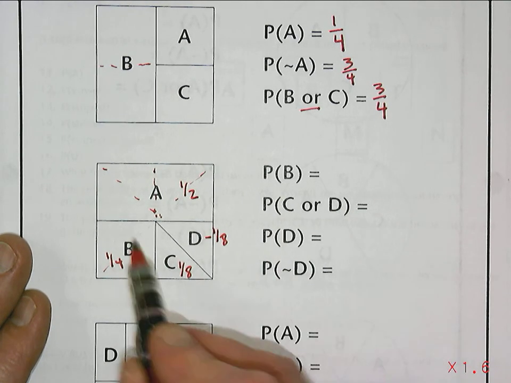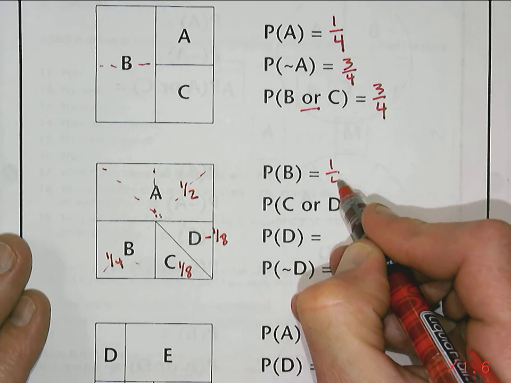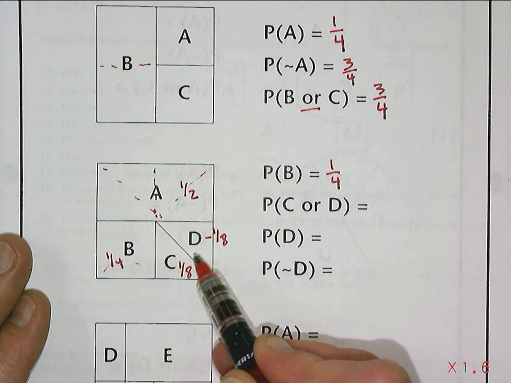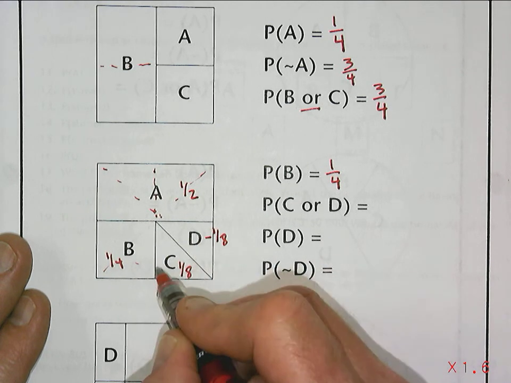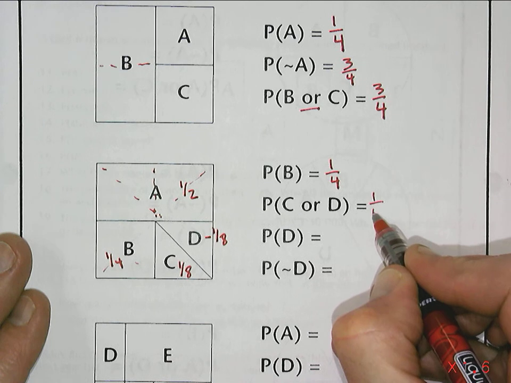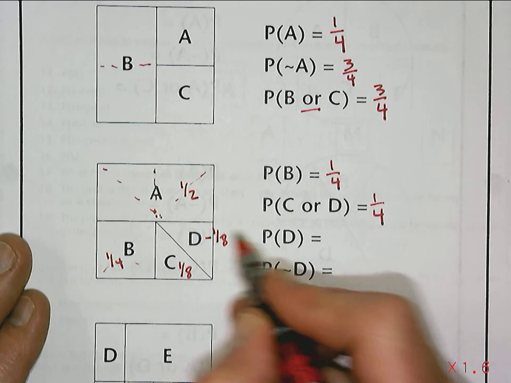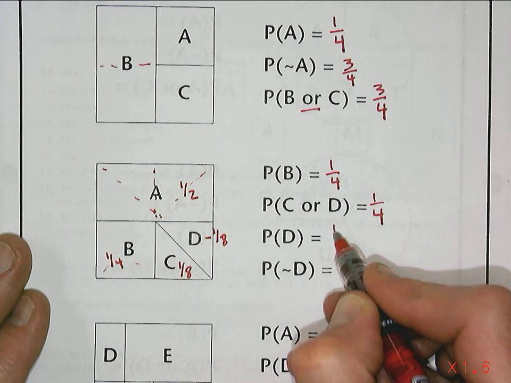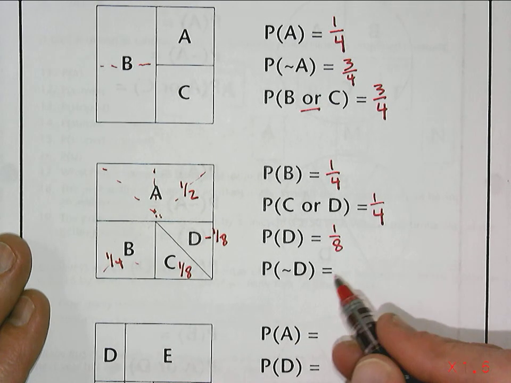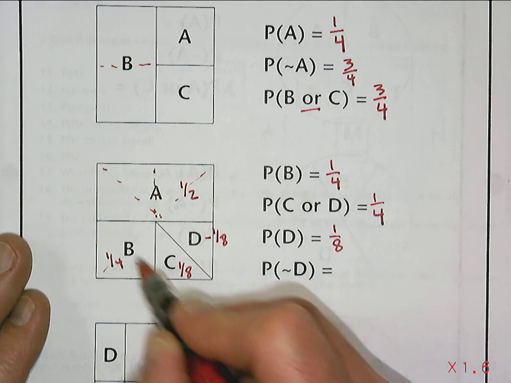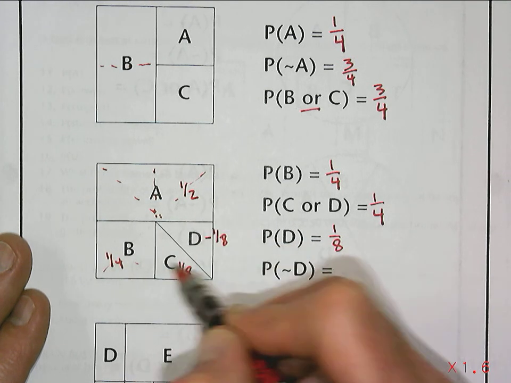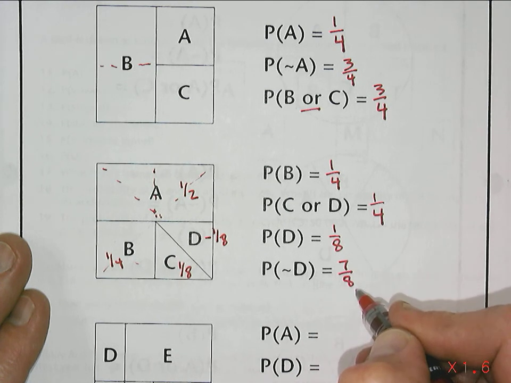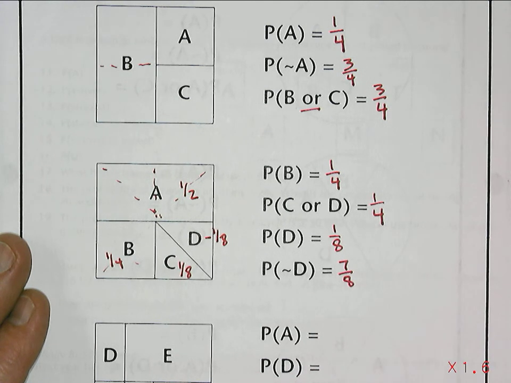So if we just look at the probability of B, that section only, that's 1/4. The probability of C or D, these together, is really no different than B, or no different than 1/4 of this whole dartboard. So those two together make 1/4. Probability of D all by itself is just 1/8. And then the probability of not D, which means everything else on here, would be all the rest of the eighths, which would be 7 of them, 7/8. If this is 1/8, this has to be the rest, the 7/8 that make up the rest of the dartboard.